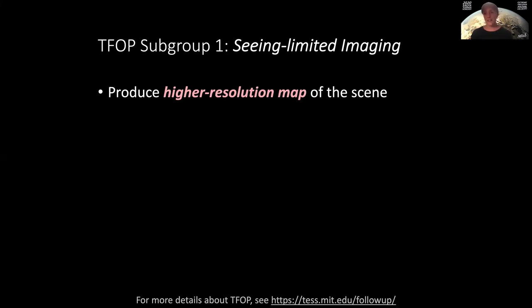With a small telescope in your backyard, you can't get the same resolution that you would with the Hubble Space Telescope, but you can still get enough resolution in order to produce a higher resolution view than what you would have had with TESS's large 20 by 20 arcsecond pixels.